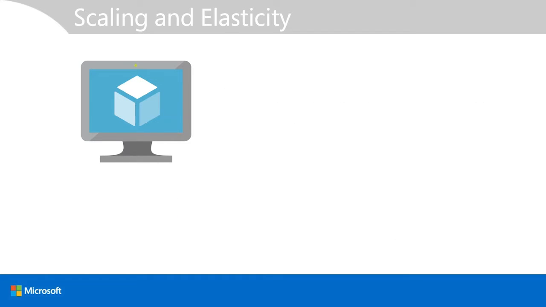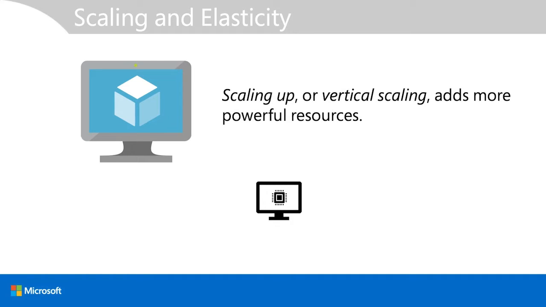Now, in some cases, you may need additional power. So for example, you might find that the virtual machine running your application is maxing out the CPU or maybe using too much memory, and you want to scale to a more powerful machine. That kind of scaling is referred to as scaling up or vertical scaling. And scaling up doesn't add resources.